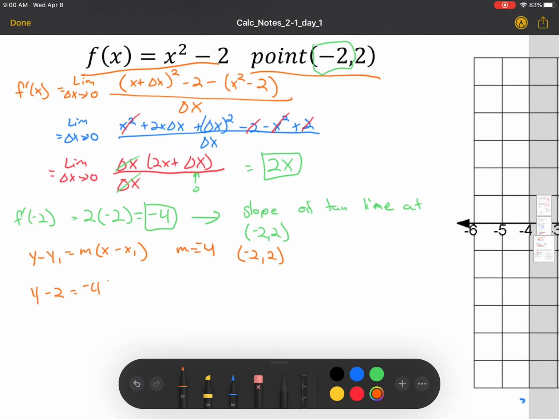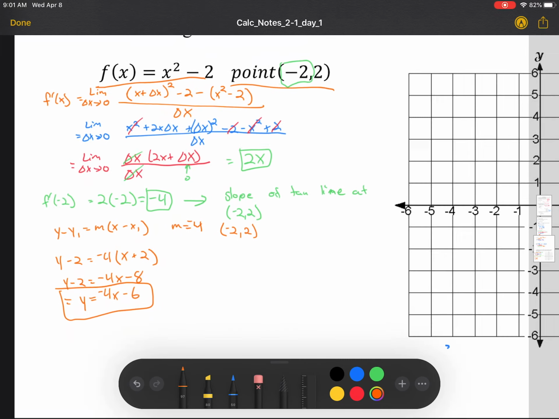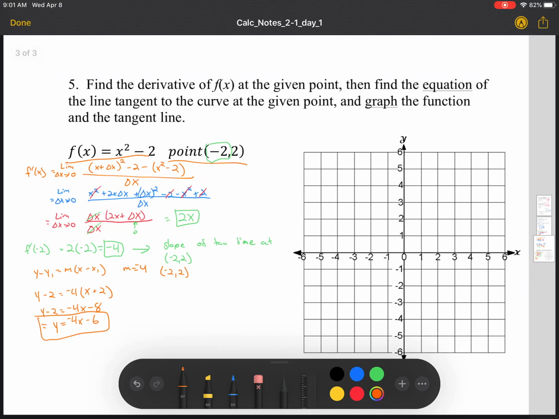So you get y minus 2 equals negative 4 times x plus 2, because it's x minus negative 2. You should get y minus 2 equals negative 4x minus 8, and that gives y equals negative 4x minus 6. So there's your tangent line.